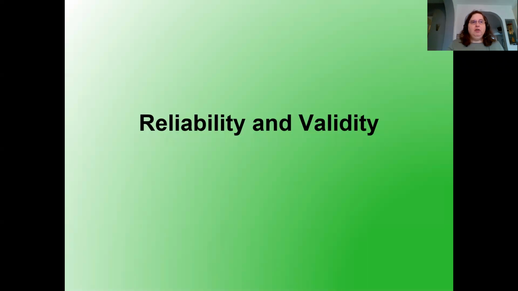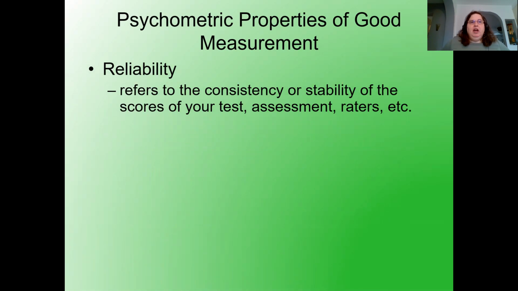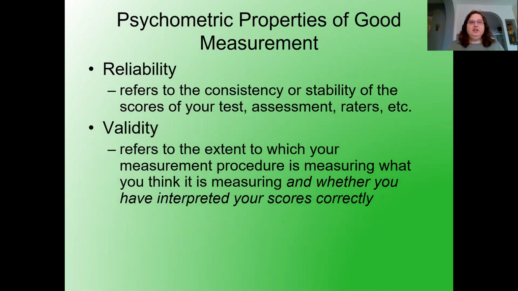Okay, so let's start off with some definitions. Reliability refers to the consistency or stability of the scores you test, assessment, raters, etc. In other words, how good is your test at being consistent or stable? We can also talk about the same about raters. Are raters stable? Are raters consistent with each other? Whereas validity refers to the extent to which your measurement procedure is measuring what you think it is measuring and whether you have interpreted your scores correctly.